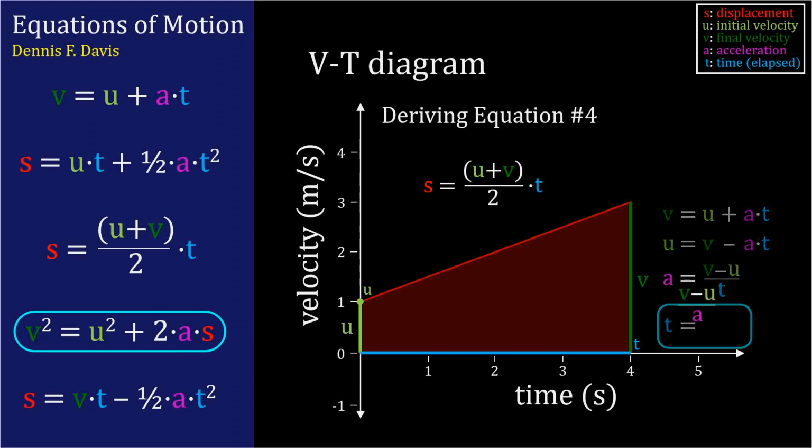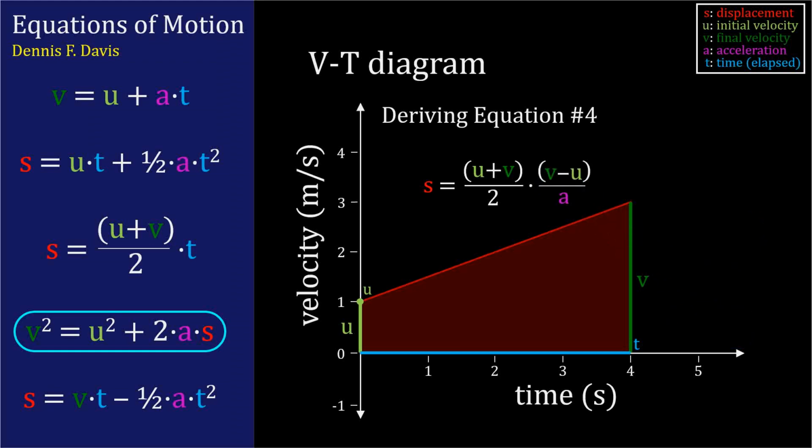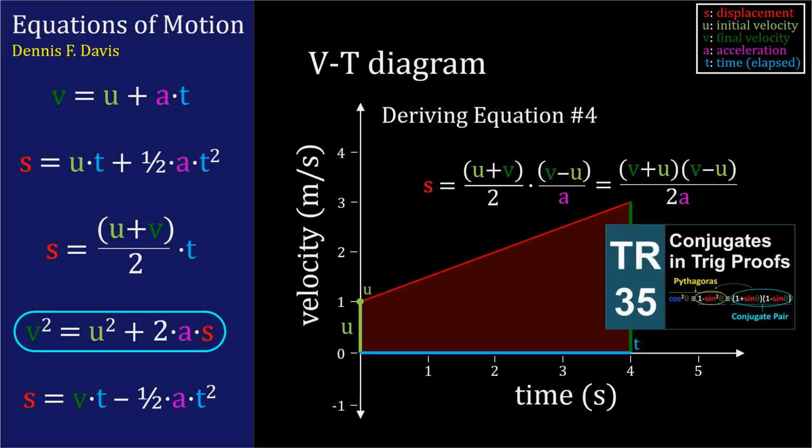So when we substitute this in for t in equation 3, we get s equals u plus v over 2 times v minus u over a. I'll rewrite this a bit to show that the numerators are the product of 2 conjugates. I don't have a video on conjugate pairs exactly, but one of my trigonometry videos covers it if you're interested. TR-35, linked in the description.